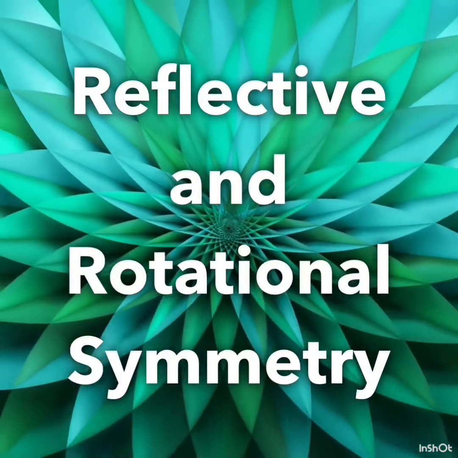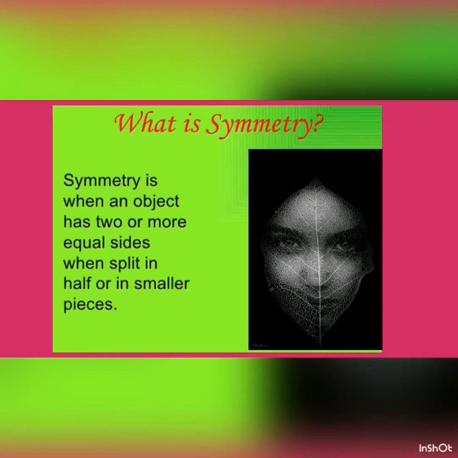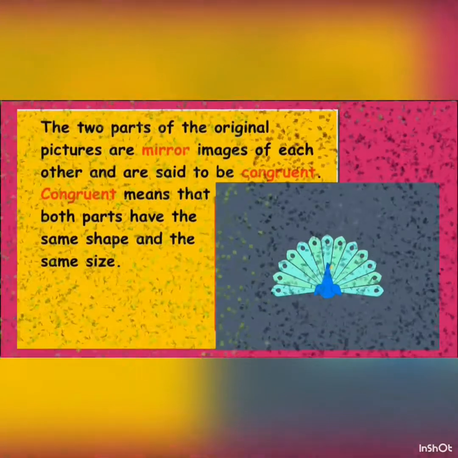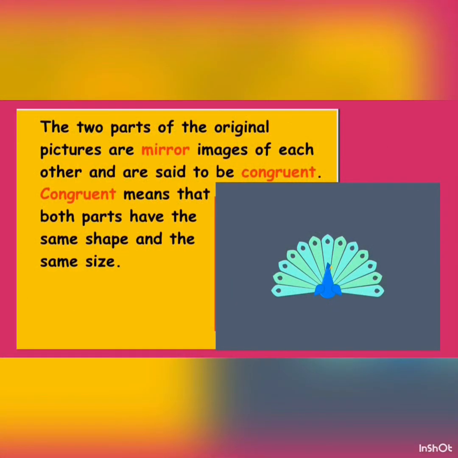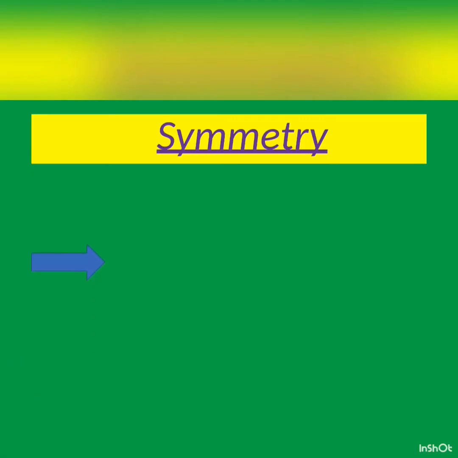Firstly, let's discuss what symmetry is. Symmetry means when an object has two or more equal sides when split in half or in smaller pieces. Those parts are mirror images of each other, or you can say that they are congruent, meaning the parts have the same shape and same size. Symmetry can be seen in animals, plants and objects around us.